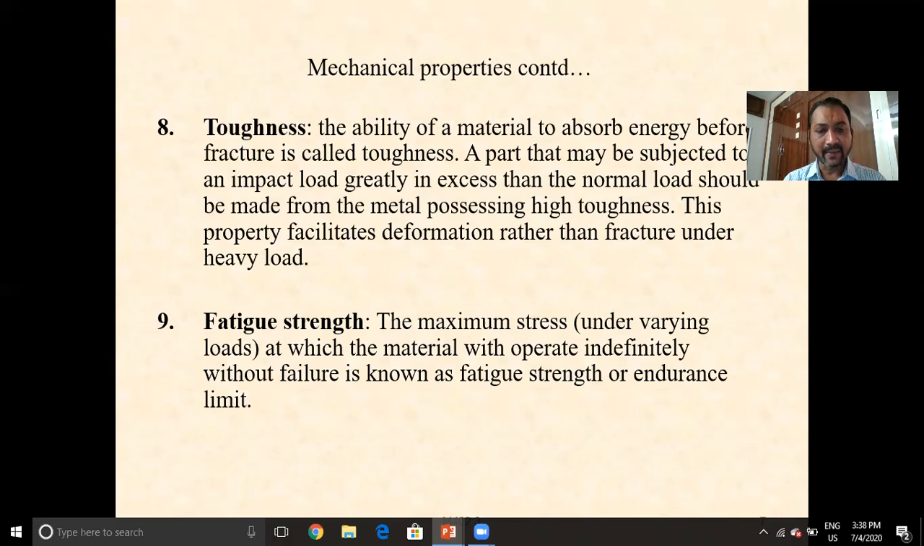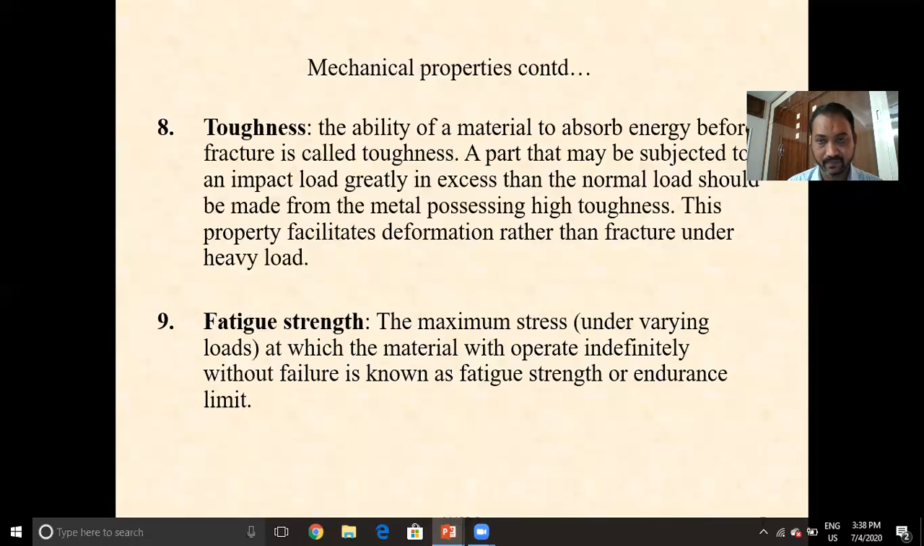The next important property is the fatigue strength. The fatigue strength is the ability of the material to resist cyclic loads. What is this cyclic load? The magnitude of the load continuously changes. For example, it will go like a sine curve.